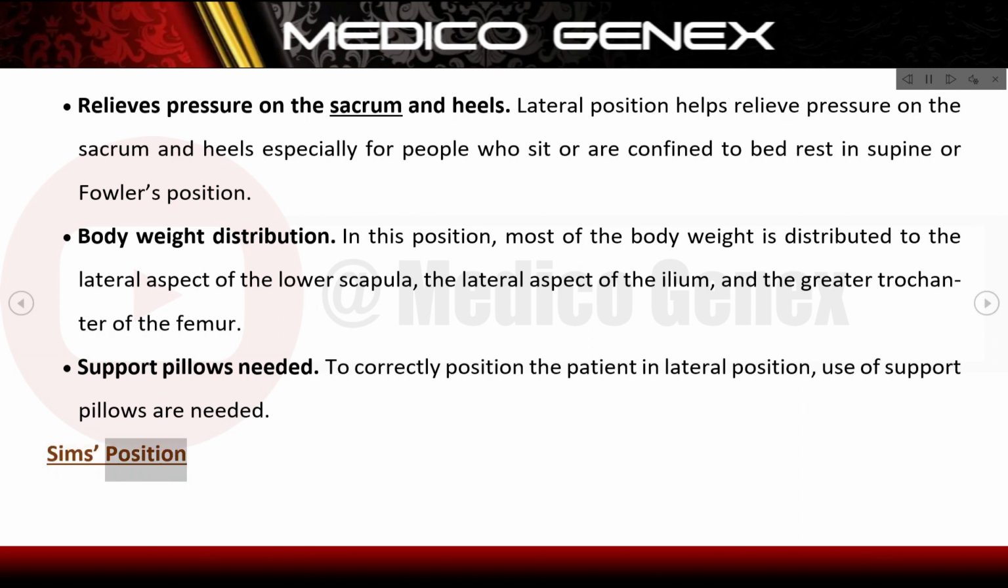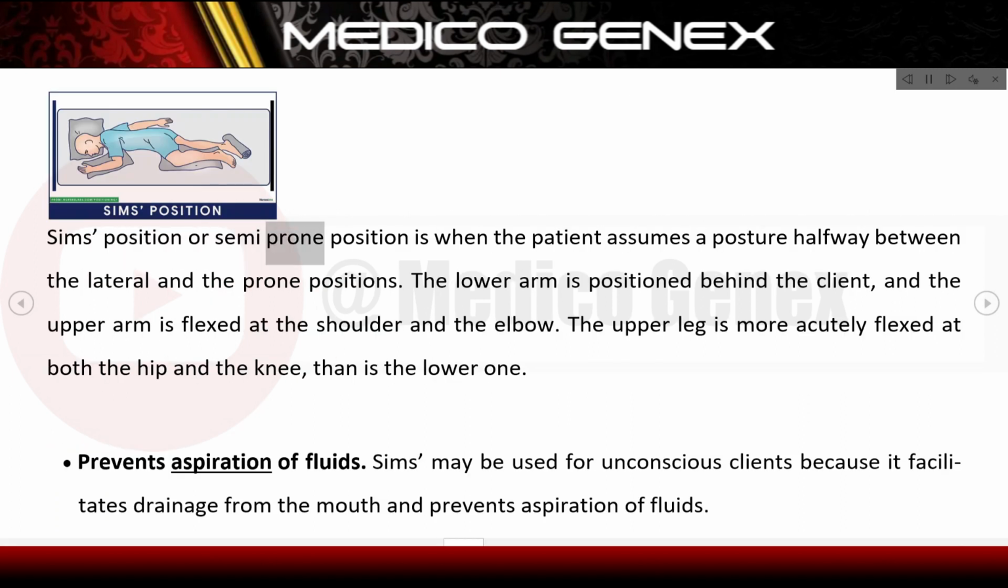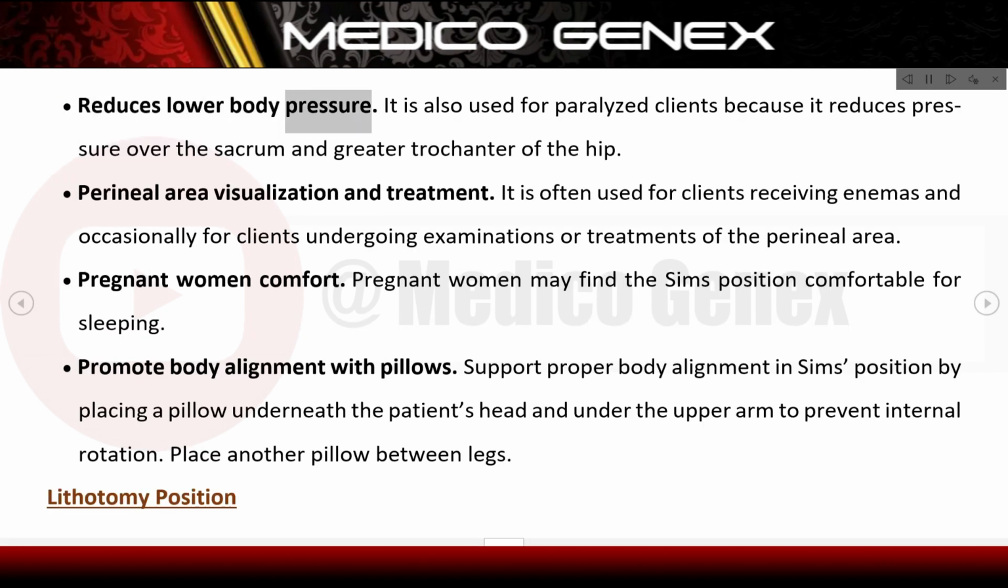Sims position. Sims position or semi-prone position is when the patient assumes a posture halfway between the lateral and the prone positions. The lower arm is positioned behind the client, and the upper arm is flexed at the shoulder and the elbow. The upper leg is more acutely flexed at both the hip and the knee than is the lower one. Prevents aspiration of fluids. Sims may be used for unconscious clients because it facilitates drainage from the mouth and prevents aspiration of fluids. Reduces lower body pressure.